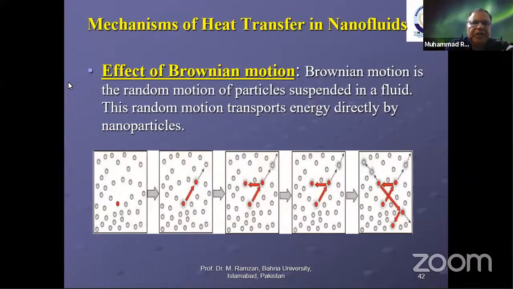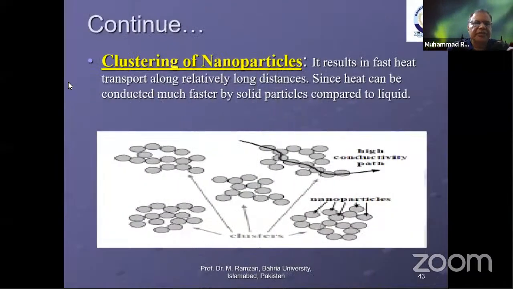Effect of the Brownian motion. The Brownian motion is the random motion of the particles suspended in the fluid. This random motion transports heat directly due to the Brownian motion. Now the clustering of the nanoparticles results in fast heat transport along relatively long distances, since heat can be conducted much faster by solid particles.